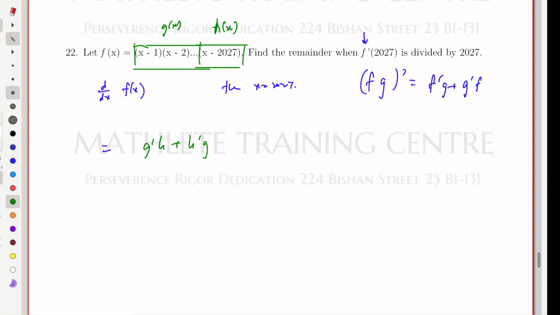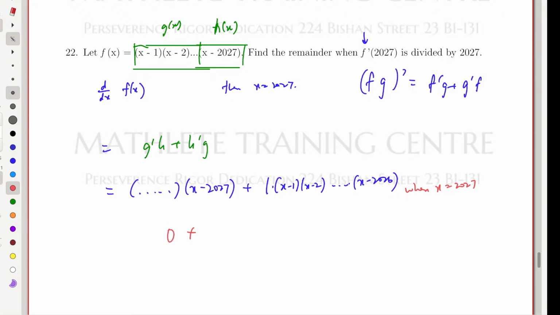g prime is not something that's easily findable, right? Because you take x minus 1 times x minus 2 times, up to x minus 2026, and differentiate it. Luckily, you don't need to calculate it because h is x minus 2027. So when you put in x equals 2027, this will disappear. Then the other term is h prime g. h prime, if you differentiate h, is easy, it's just 1. And then g itself will just be x minus 1, x minus 2, and so on, up to x minus 2026. So now, when x equals 2027, the first part is 0, and the second part is what?